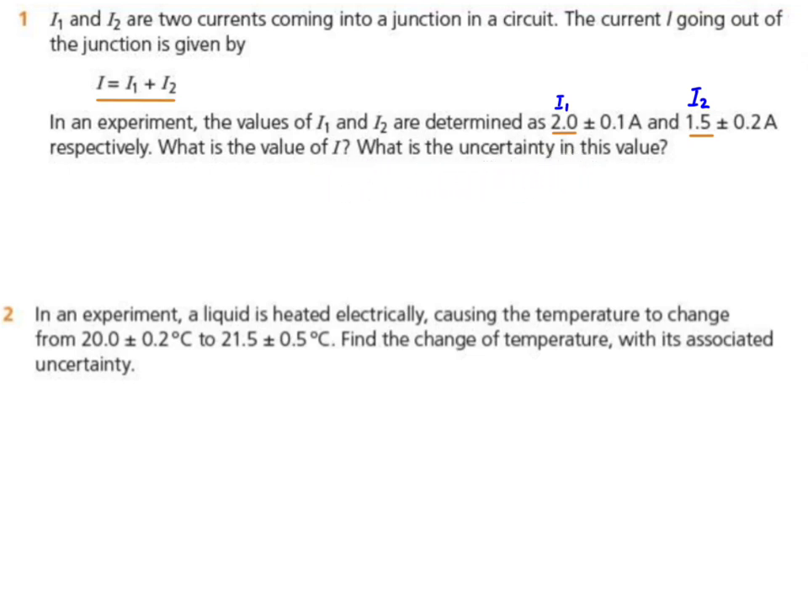So what you would do is, you know I1, delta I1, I2, delta I2, right? So your equation is I equals I1 plus I2. That means you would add up the two quantities, 2.0 plus 1.5. So your value of I is 2.0 plus 1.5. Hence your answer is 3.5 amperes. This is your value of I.